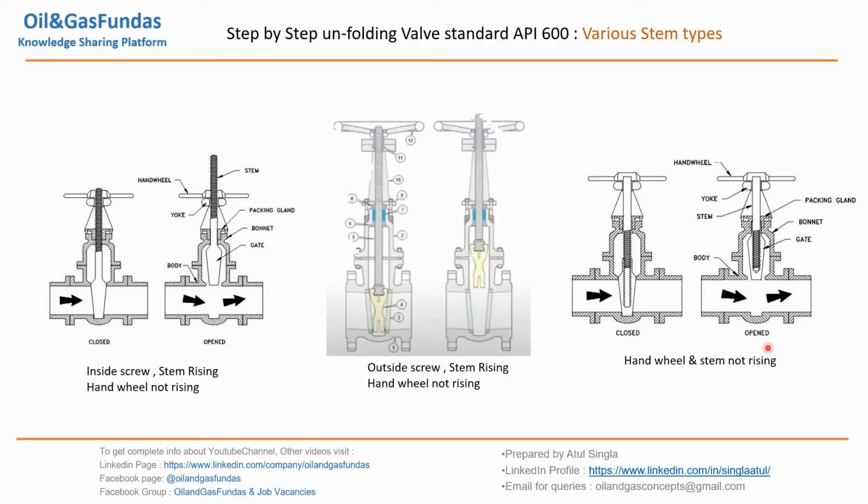The third type is where the handwheel and stem both are not rising. If you see here, the screws are inside the gate, and in the closed position, the stem is inside the gate. In the open position, the stem is still inside the gate, but it is not rising out. So these are a few of the valves. We can use different types of layouts. If we have space constraints, we can go for this type of valve, but we have to mention very clearly to the vendor that we need this kind of stem. So API 600 covers all these types of stems.